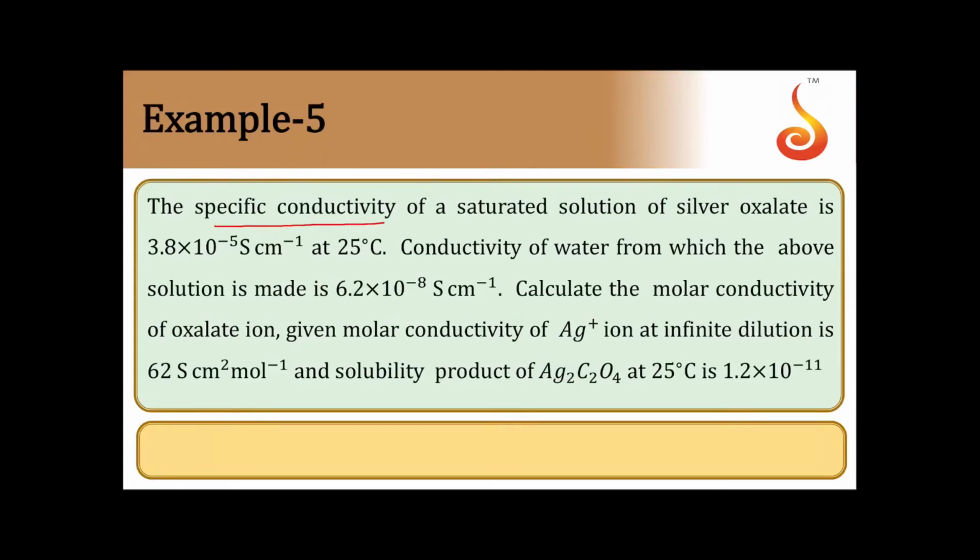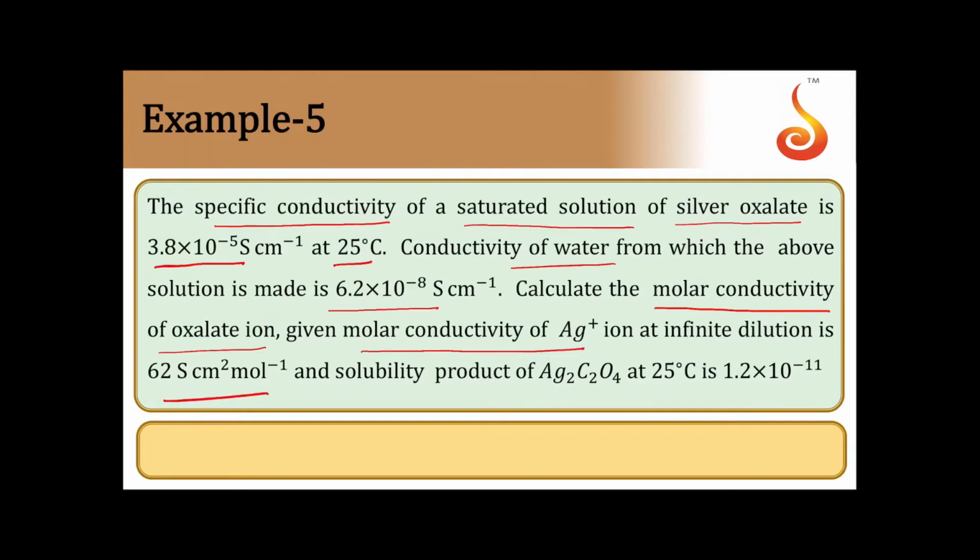The specific conductivity of a saturated solution of silver oxalate is 3.8 × 10^-5 Siemens per centimeter at 25 degrees Celsius. The conductivity of water from which the above solution is made is 6.2 × 10^-8 Siemens per centimeter. Calculate the molar conductivity of oxalate ion, given the molar conductivity of silver ion at infinite dilution is 62 Siemens centimeter square per mole, and the solubility product of silver oxalate is 1.2 × 10^-11.